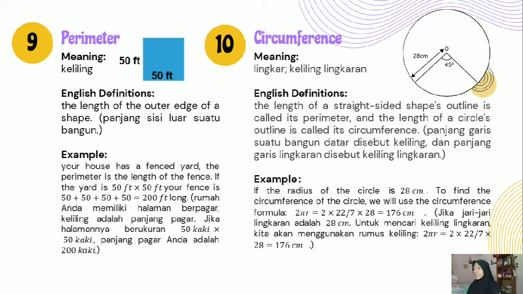Number 10, circumference, meaning is lingkar or keliling lingkaran. English definition, the length of a straight side shape's outline is called its perimeter, and the length of a circle's outline is called its circumference. Example, if the radius of the circle is 28 centimeters, to find the circumference of the circle, we will use the circumference formula 2πr equals 2 times 22 per 7 times 28 equals 176 centimeters.